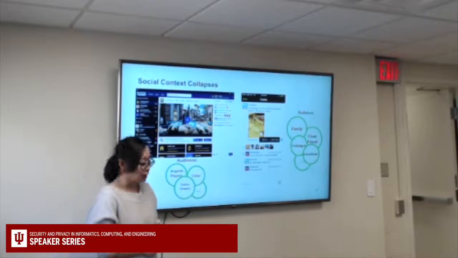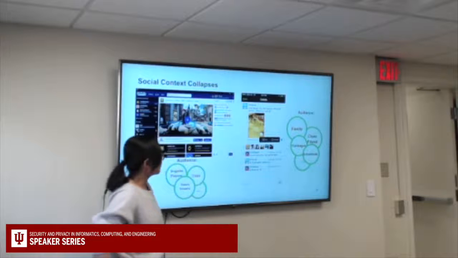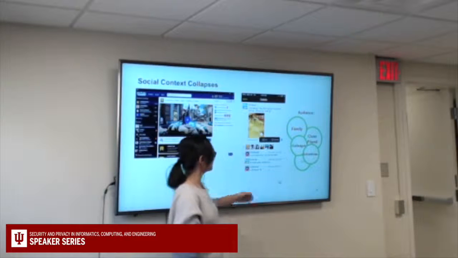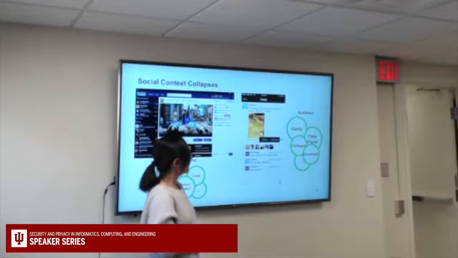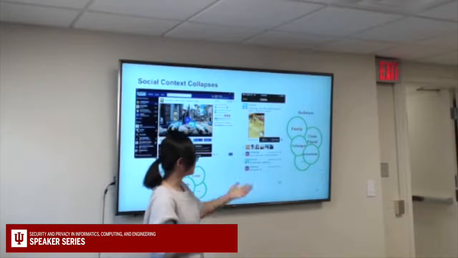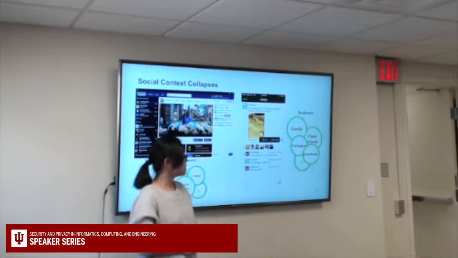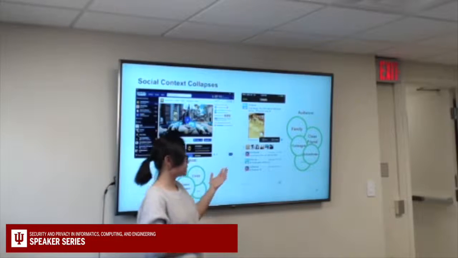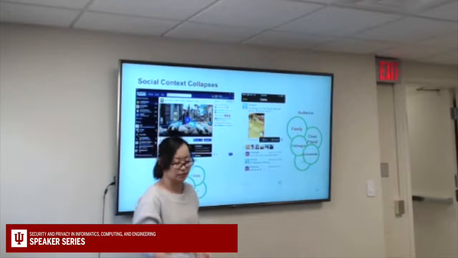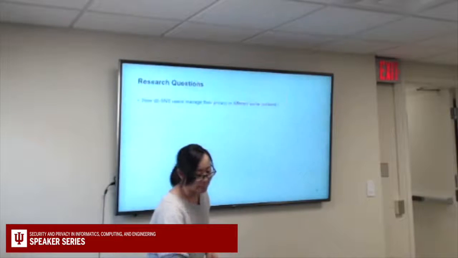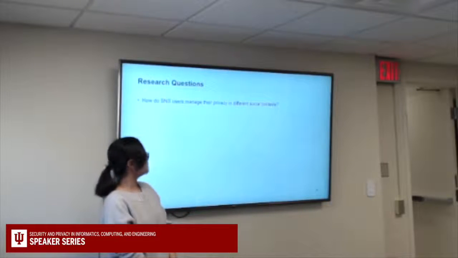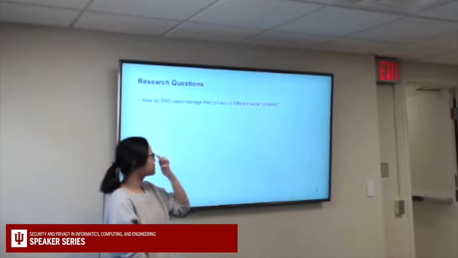So the social context changed in this situation, and the information sharing will also change. And this is the interface of WeChat. WeChat is like WhatsApp. It's a social network where users can share a lot of information on their page, and we may have various social relationships in WeChat, like family, colleagues, and schoolmates. Some of the relationships are close, some are weak. So we have different information sharing strategies for different types of social relationships. My research question is, how do SNS users manage their privacy in different social contexts?